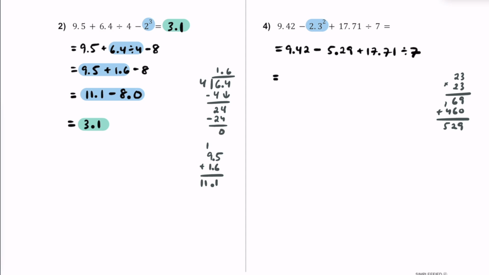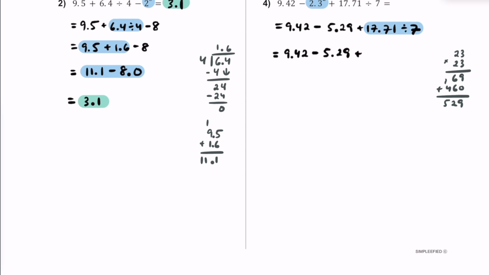Okay, out of all these operations, what would go next? Well, I think division is going to be the next most important thing, so let's copy 9.42 minus 5.29, and let's figure out what this 17.71 divided by 7 is. 17.71, let's divide that by 7. 7 goes into 17 2 times, that's 14. We have a remainder of 3. Bring down the 7 here.